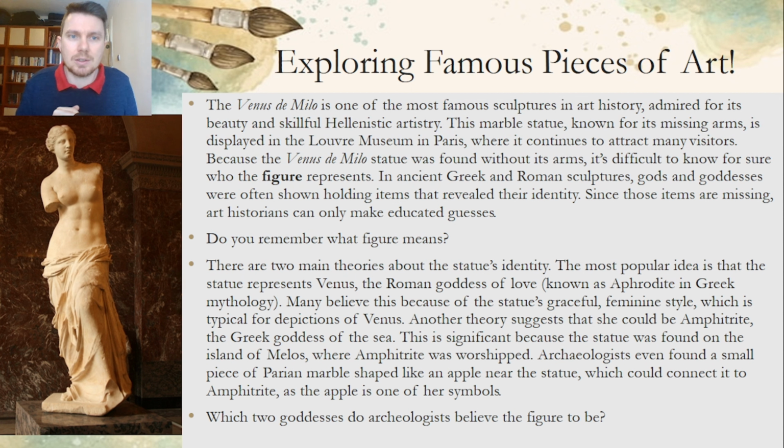Because the Venus de Milo statue was found without its arms, it's difficult to know for sure who the figure represents. In ancient Greek and Roman sculptures, gods and goddesses were often shown holding items that revealed their identity. Since those items are missing, art historians can only make educated guesses.